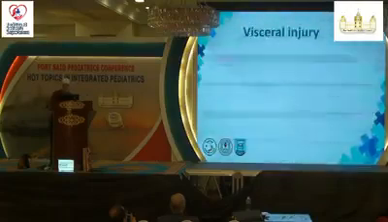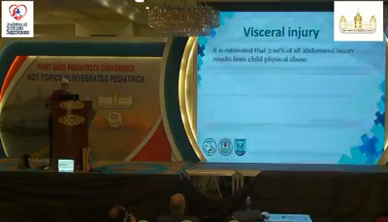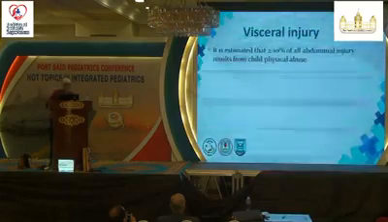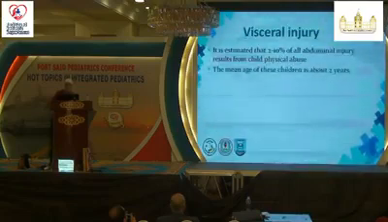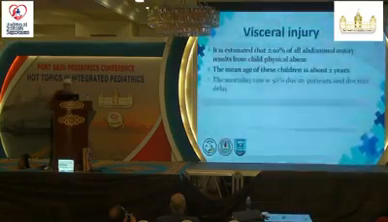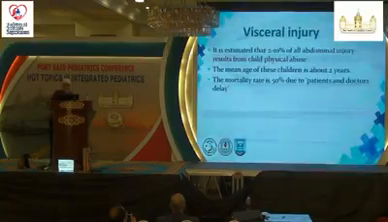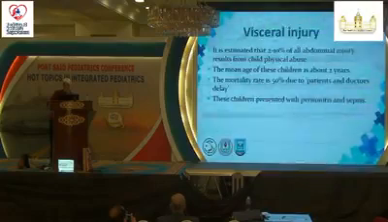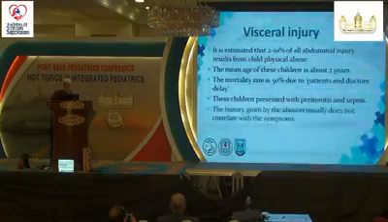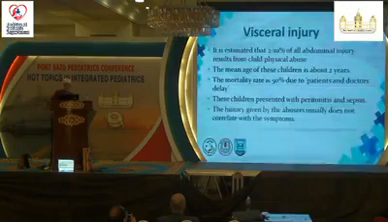Okay, so it's estimated that 2 to 10% of all abdominal injury results from child abuse. The mean age of these children is about 2 years. The mortality rate is 50% due to patients' and doctors' delay. ما حدش بيتوقعوا. These children presented with peritonitis and sepsis, which are the main reasons of death. The history given by the abusers usually does not correlate with the symptoms.